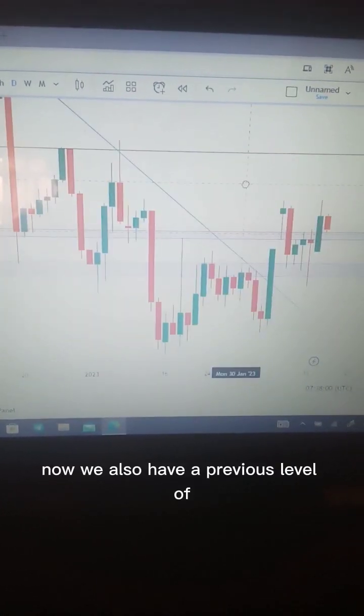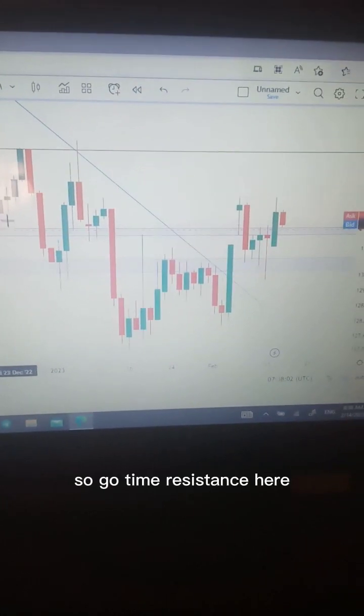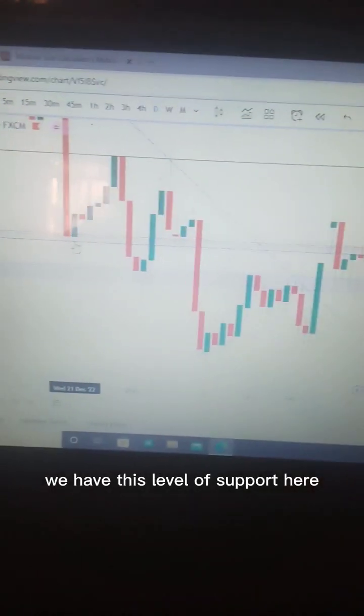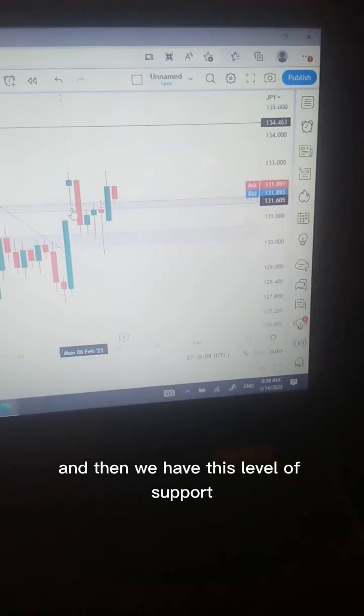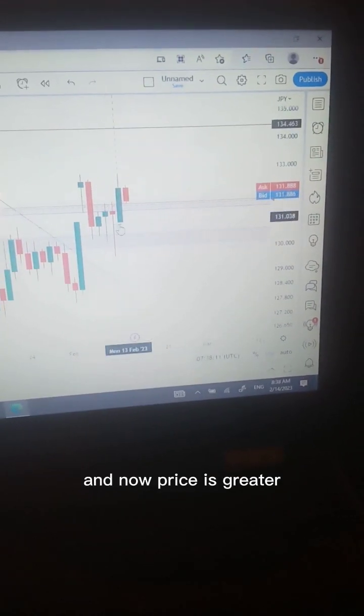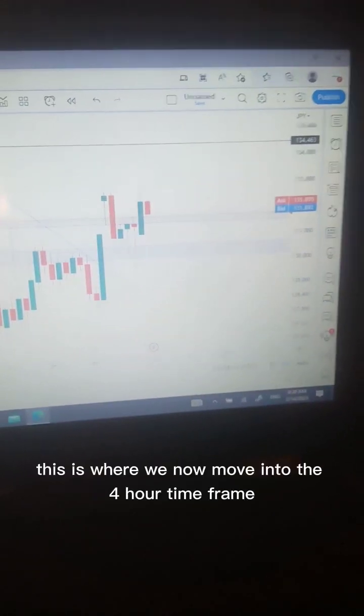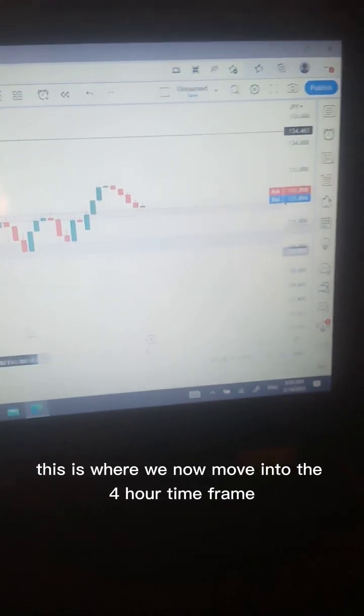Now we also have a previous level of support and resistance here. We have this level of support here, and then we have this level of support that acted as resistance here. Now price has created another higher high. This is where we now move into the 4-hour time frame.